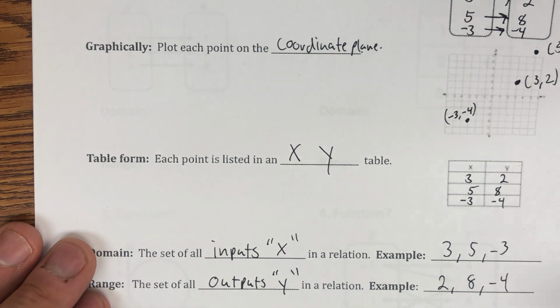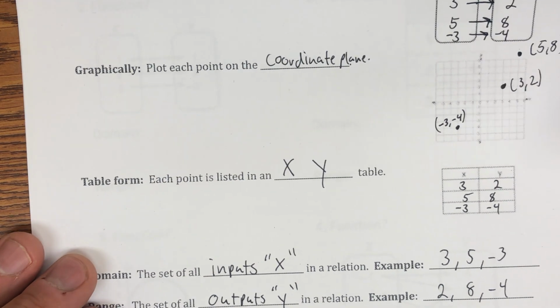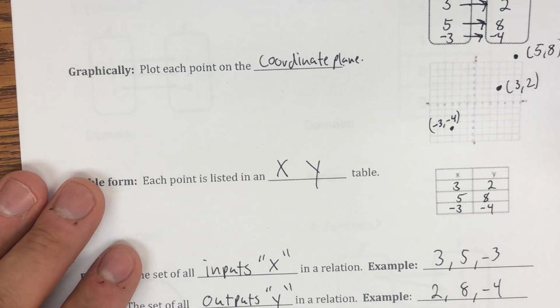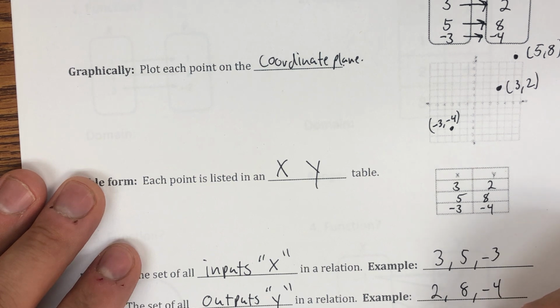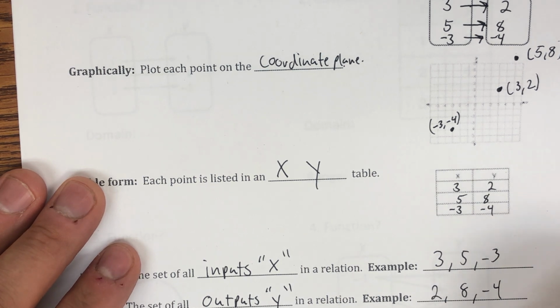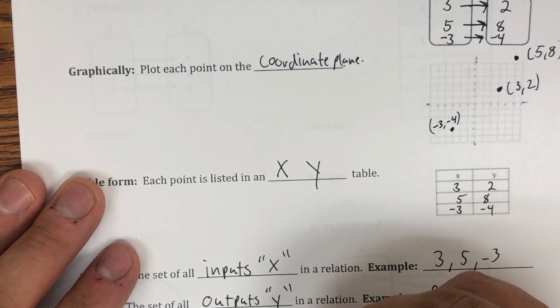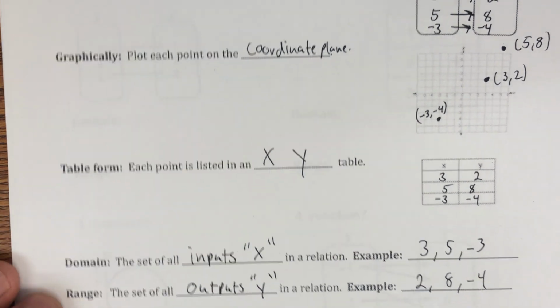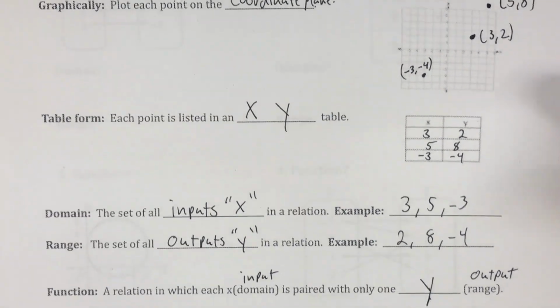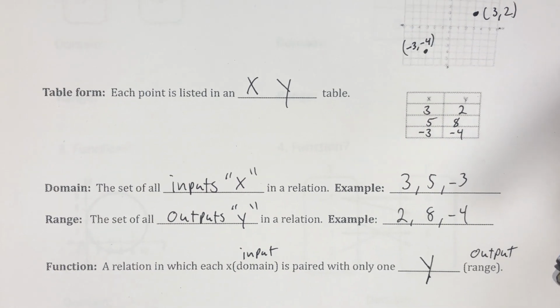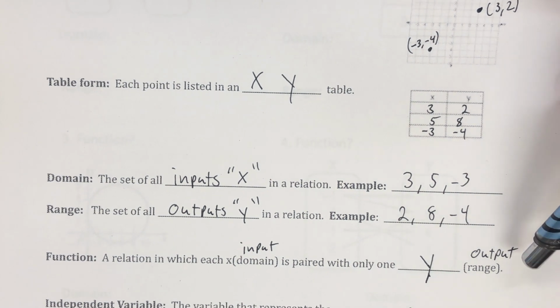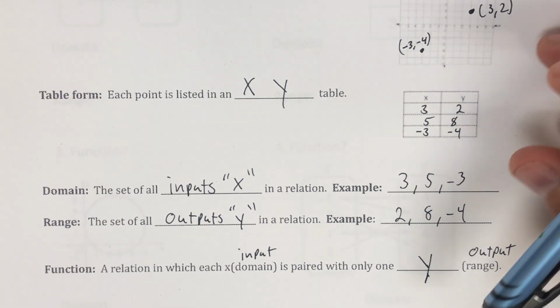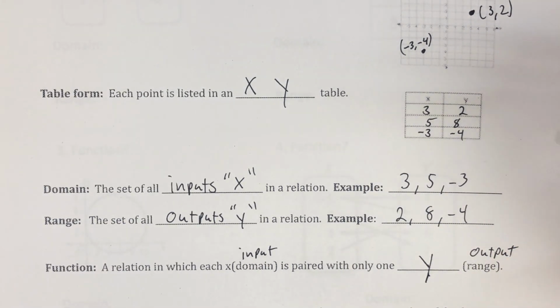A function is a relation in which each x is paired with exactly one y value. Each x can only go to one y. So each input can only be sent to one output. Okay, so if your x repeats, that's typically going to be a non-function. Okay, so each x can only be sent to one y.